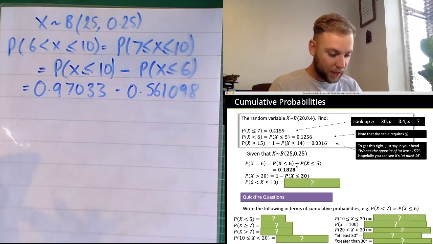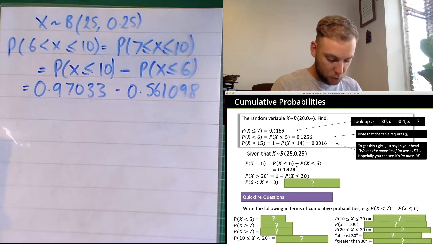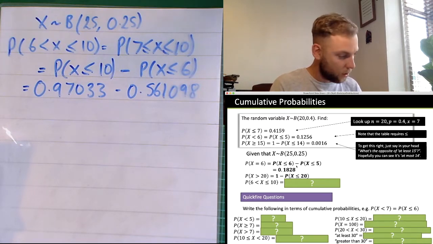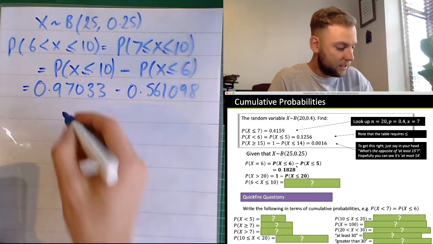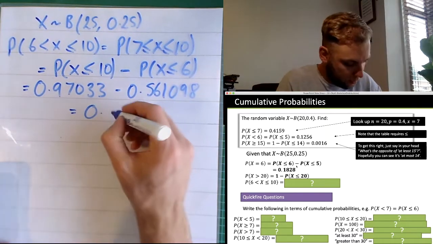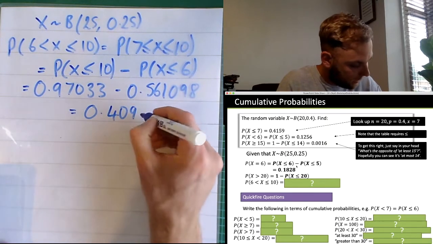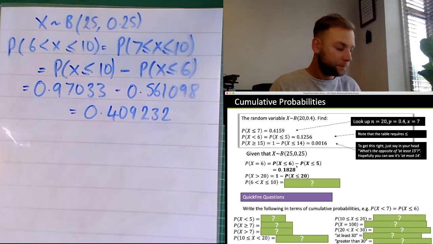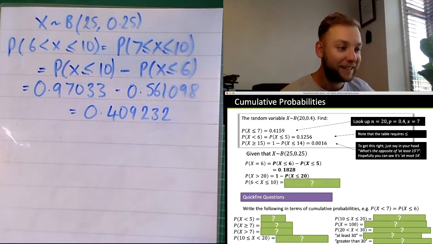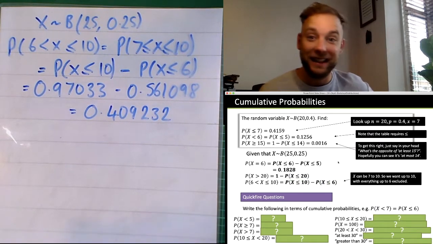Okay, so let's work out both of these. Go back to 1, 0.97033. Subtract 0.561098, which is equal to 0.409232. Brilliant. So, a lot to take in there and a lot of understanding, okay?